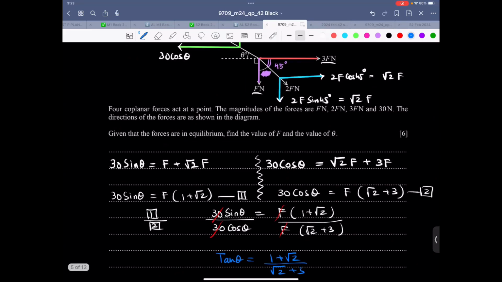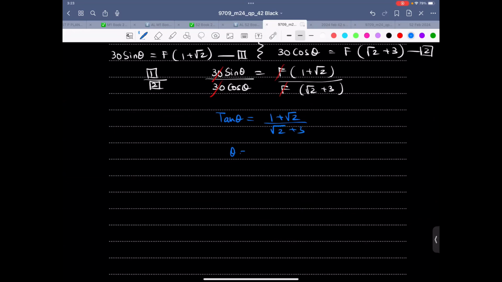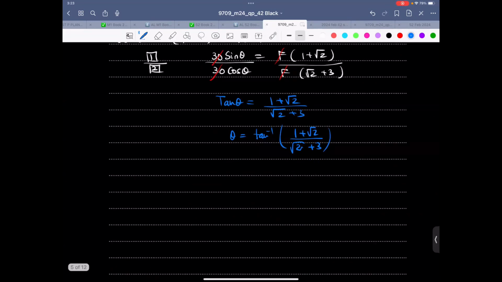And we are looking for theta, we are looking for F. So theta is tangent inverse of this value, (1 + root 2) over (root 2 + 3). Naturally, you would plug in the calculator, you would simplify, and therefore theta comes out to be 28.675, which can be written as 28.7 correct to 1 decimal place.